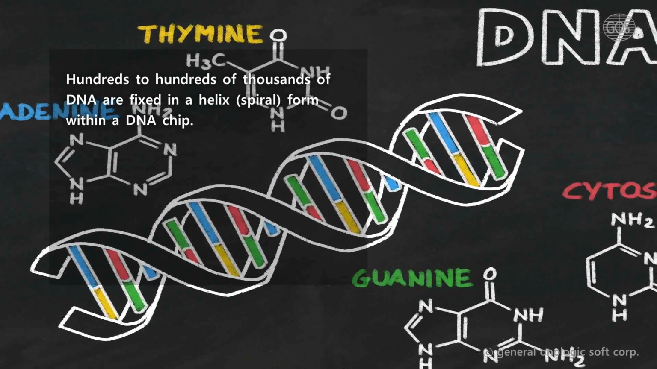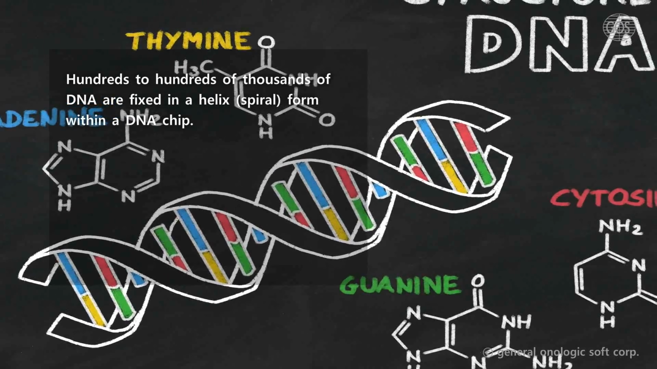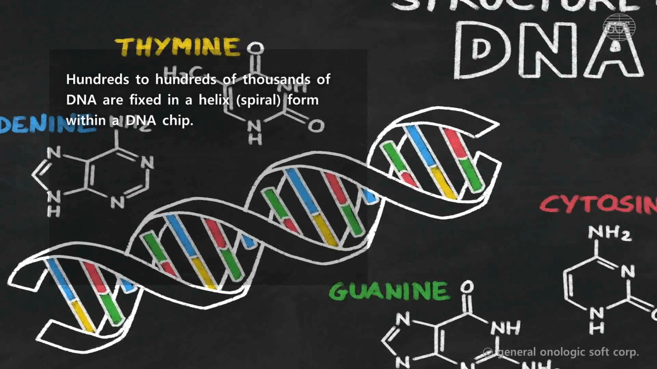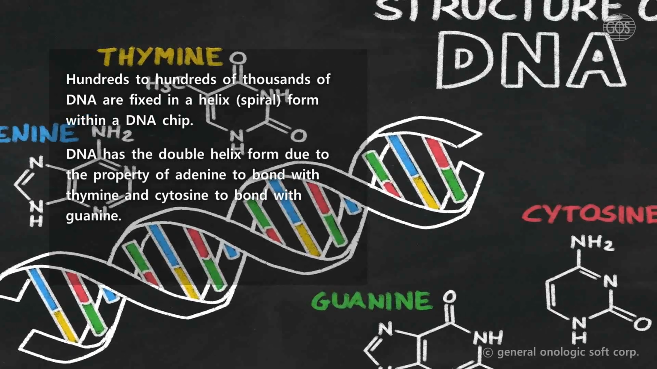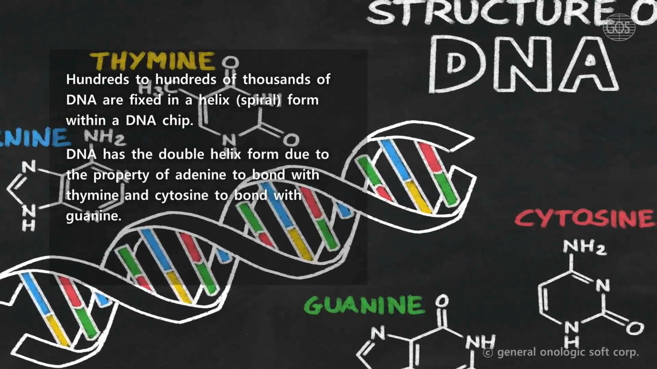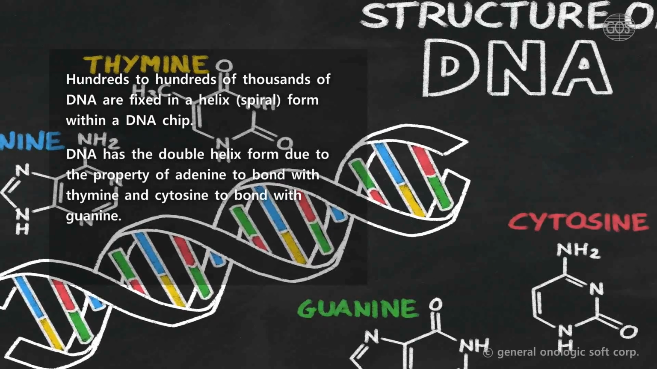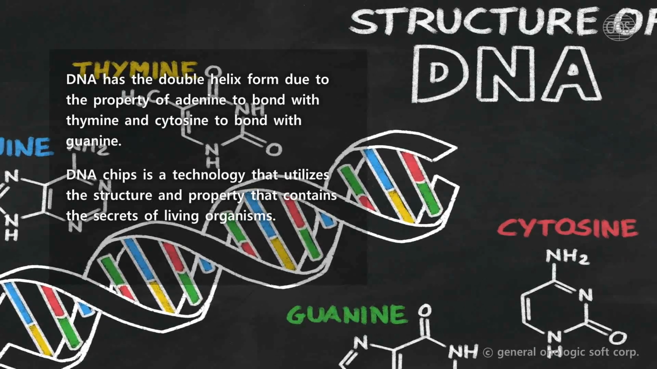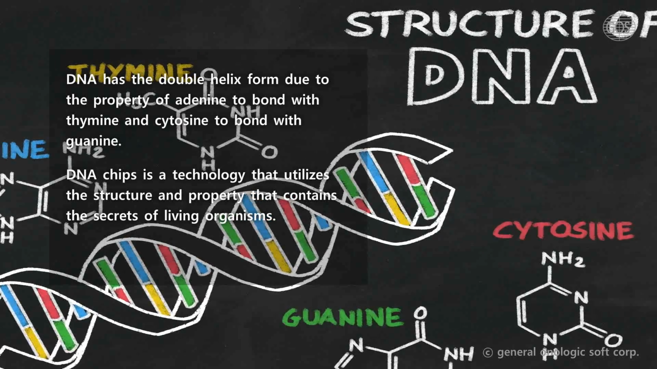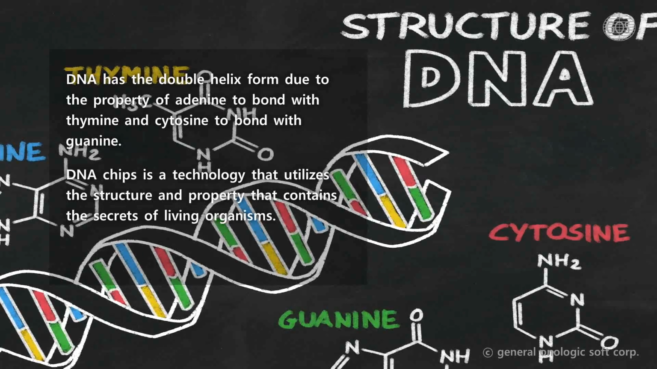Hundreds of thousands of DNA are fixed in a helix form within a DNA chip. DNA has the double helix form due to the property of adenine to bond with thymine and cytosine to bond with guanine. DNA chips is a technology that utilizes the structure and property that contains the secrets of living organisms.